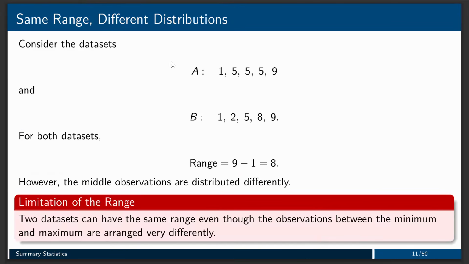Now consider the data sets A and B. For both data sets, they have the same range, which is 8. For data set A, the minimum number is 1, the maximum is 9. For B, the minimum number is 1, the maximum is 9. So they each have the same range. However, the middle observations are distributed differently.